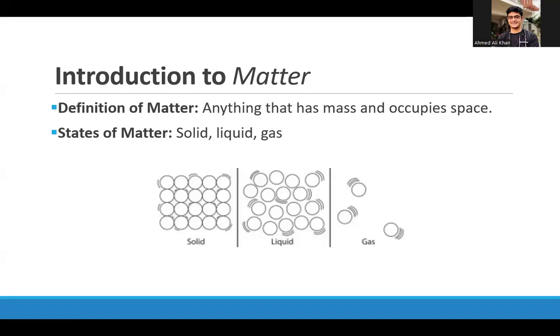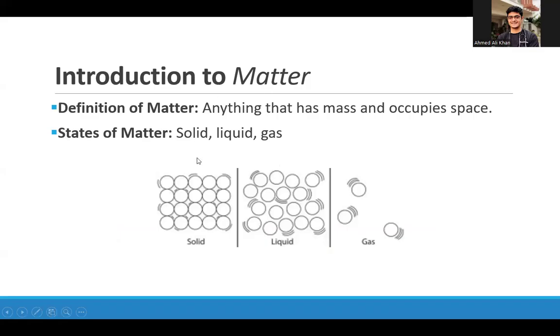Okay, but matter exists in three forms, otherwise known as the states. So there are three states of matter. We have solids, liquids, and gases. These are the general states of matter. Other states of matter have been discovered, for example, plasma. But at this level, you're required to know only three states of matter: solid, liquid, and gases.